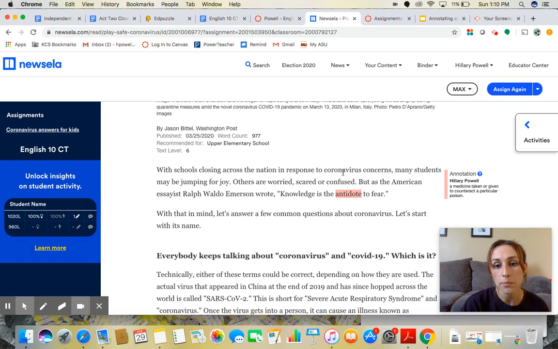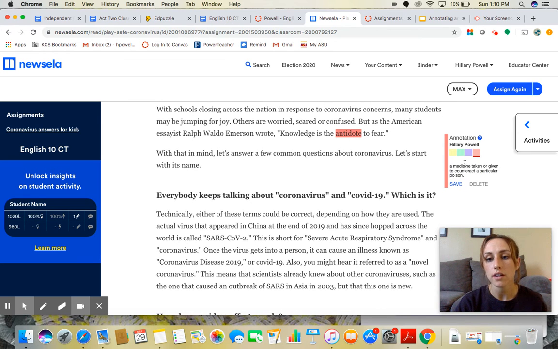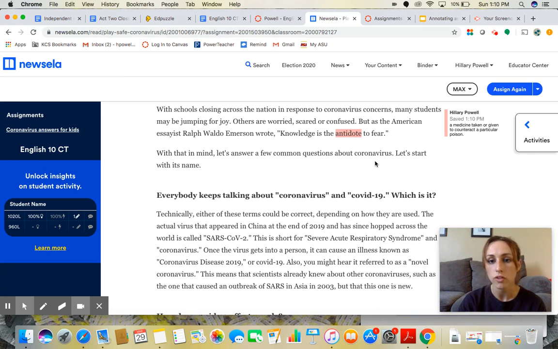I've already highlighted it, but just to show you, all you have to do is scroll over it and pick a color. And remember that words that we don't know, we're using red for that, okay? So I've used red for this. I've also looked up the definition. Right here, it gives you an option to look up the definitions of words. I just Googled that definition and copied and pasted it. Now I need to read and understand what that definition is. It's a medicine taken or given to counteract a particular poison.